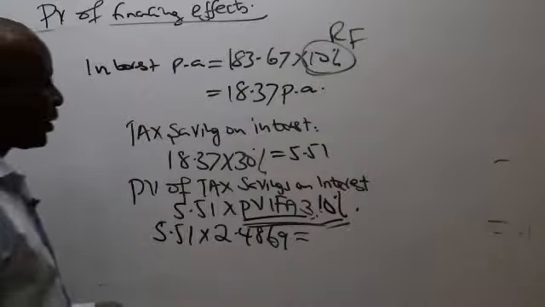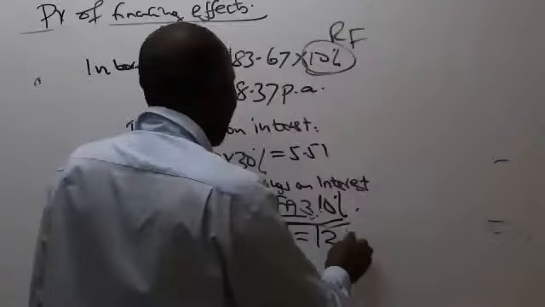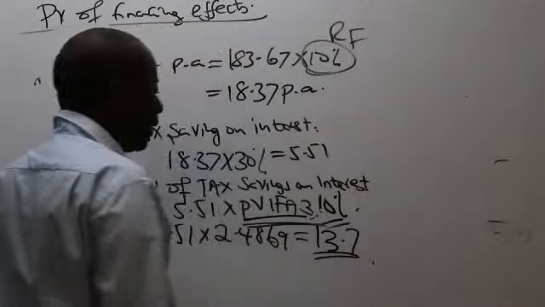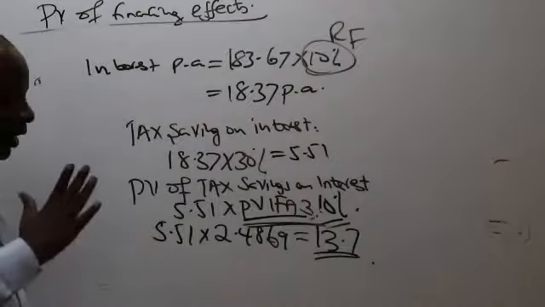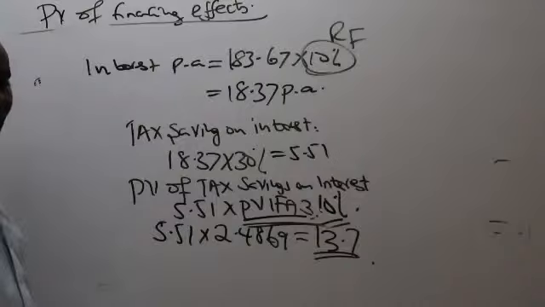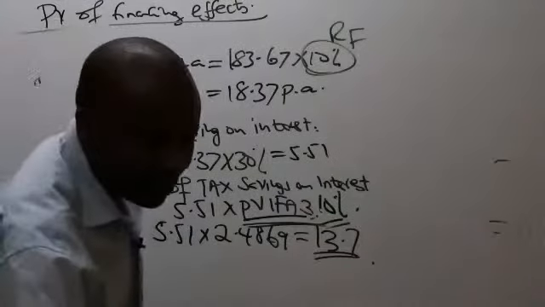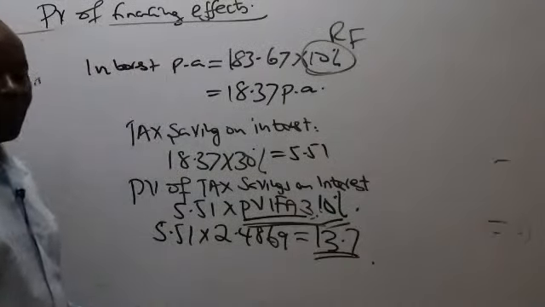So 13.7. This is a very important figure that has to be double underlined. Very important. Have you done that? Very important.